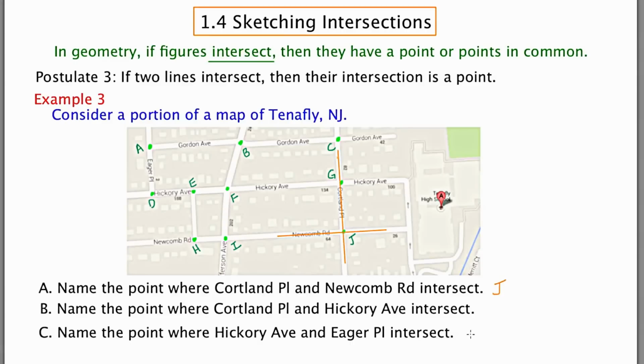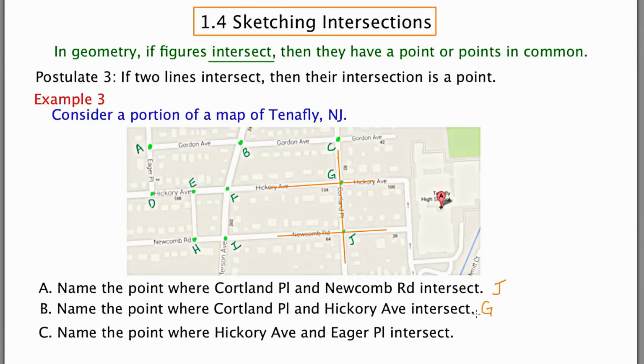Okay. Next, name the point where Cortlandt Place and Hickory Ave intersect. Well, Cortlandt is already highlighted in orange, so now I'm going to highlight Hickory. So I've got to find it. It's right in the middle, and I'm going to highlight that now with the orange pen. And my question first would be, do they cross? And the answer is yes. And now the question is, where do they cross? And I know the answer is a single point. I just have to identify which point that is. Can you guess which it is? If you guess G, then you're correct.